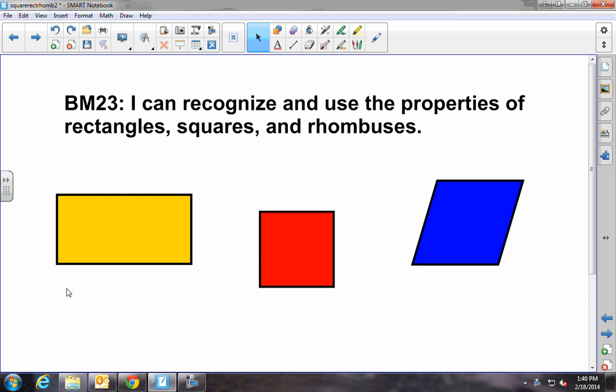I can recognize and use the properties of rectangles, squares, and rhombuses. We've got a rectangle, we've got a square, and this over here, this is a rhombus. You could think of a rhombus as just a square with a little bit of a tilt on it. So all the sides are equal, but not all the angles are equal. And we're going to get into the properties of these during this lesson.